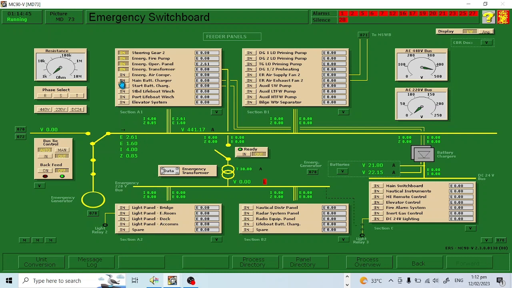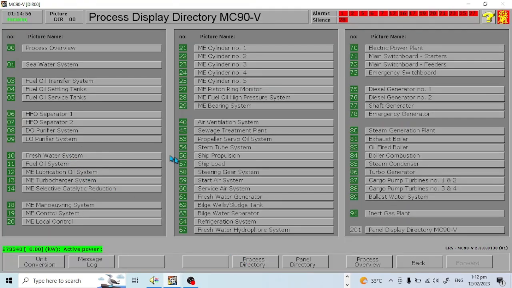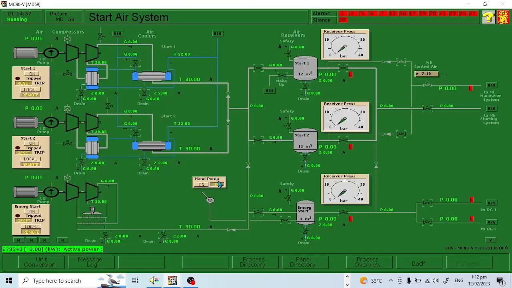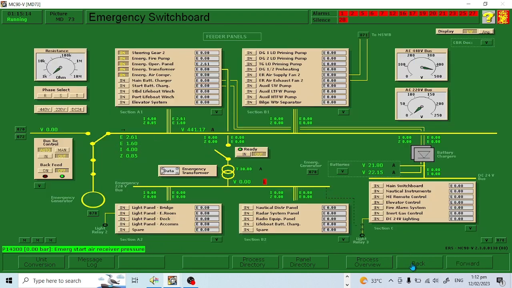What others? Emergency air compressor. Close this emergency air compressor. Okay. So using the emergency air compressor, process directory, starting air system. This is your emergency compressor. It means this compressor is being supplied by your emergency switchboard, so that in case of blackout, you can still run this emergency compressor to start your other generators. Going back, press this one, back.